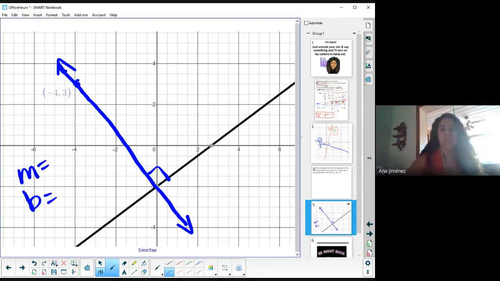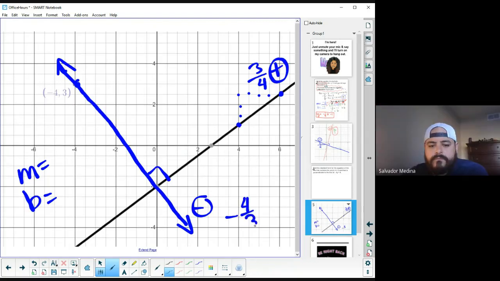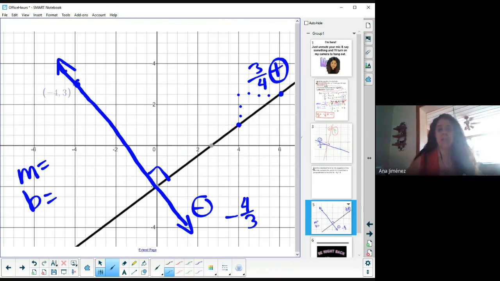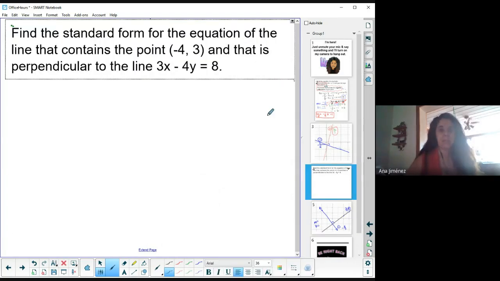We know that slope is rise over run, so let's see. I'm trying to find 2 points on the crosshair, like this point and this point. So 1, 2, 3 over 1, 2, 3, 4. So 3/4. And it's positive, right? That's a positive slope. So our slope is going to be negative, and it's going to be the negative reciprocal. So it'll be -4/3. And I'm guessing, right? Because I'm just using the graph. It's not as exact as the algebraic process. So we're going to go ahead and do this algebraically.